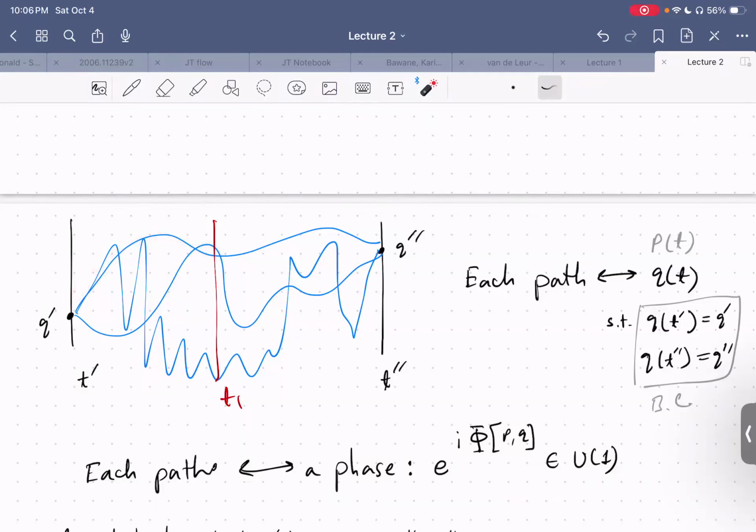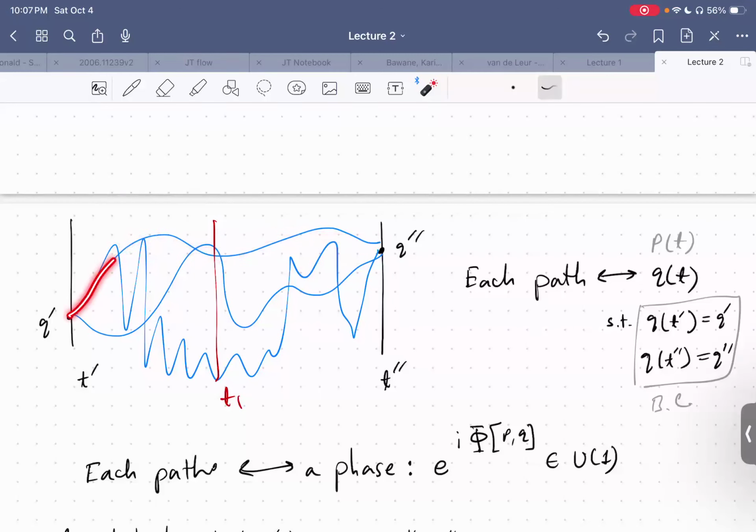And what is the position? It's just q at t1, right? Where q corresponds to this thing. So for each path, you simply have to insert the value of that at that time. So if you have some other operator, you are going to measure that operator at that time, and the operator is going to give you some value. So then insert that value and then keep on going. So you do this, you insert some value here, and then you keep going.